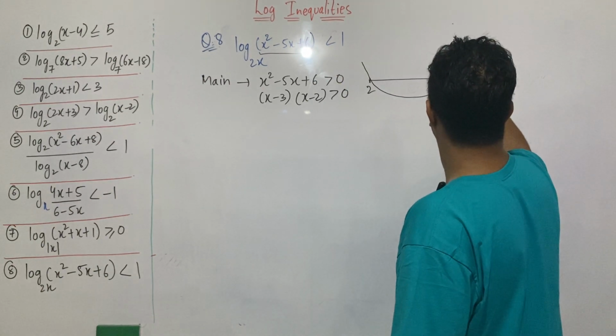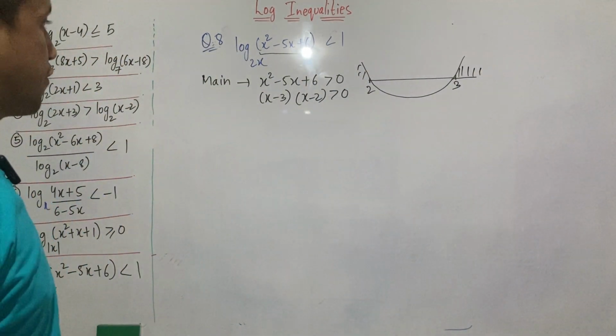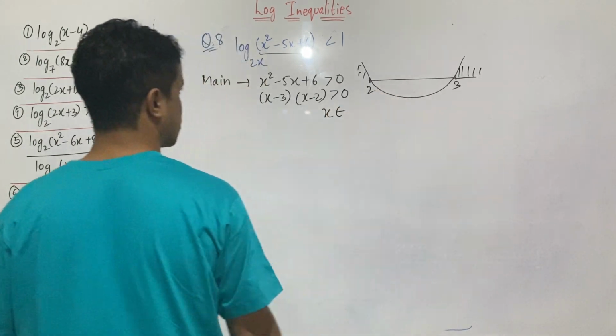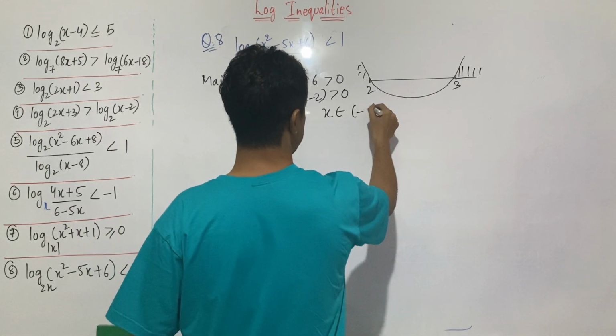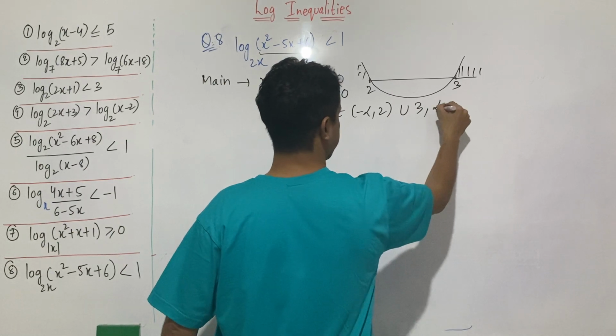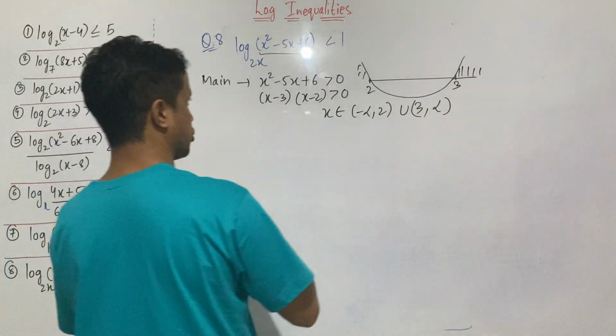Positive means these values. So x belongs to minus infinity to 2 union 3 to infinity, right? You need positive values. So this is going to be the main condition.